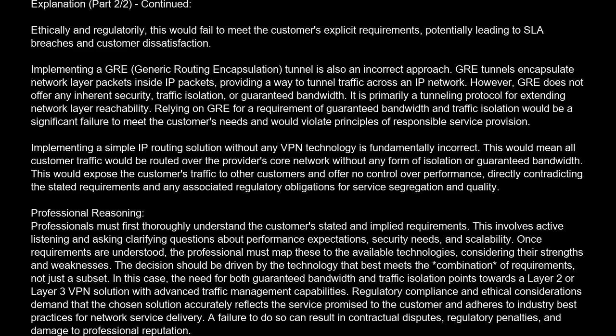Implementing a simple IP routing solution without any VPN technology is fundamentally incorrect. This would mean all customer traffic would be routed over the provider's core network, without any form of isolation or guaranteed bandwidth. This would expose the customer's traffic to other customers and offer no control over performance, directly contradicting the stated requirements and any associated regulatory obligations for service segregation and quality.